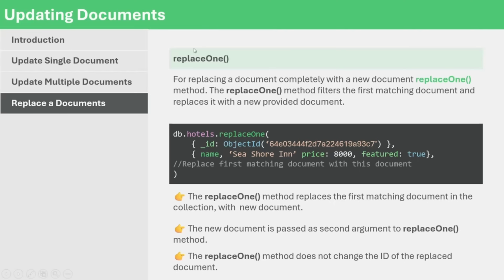So it is going to replace a single document, and there, as the second argument, we need to specify the document with which we want to replace an existing document. So here I'm not using any update operator like $set or $inc. Here I'm simply passing a document, which is my new document which I want to use for replacing an existing document. So let's see this in action.